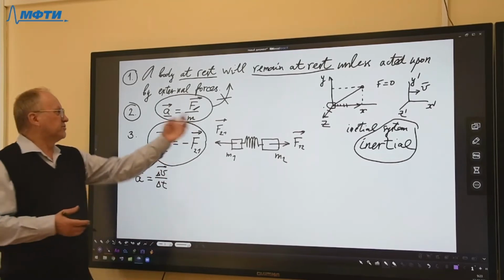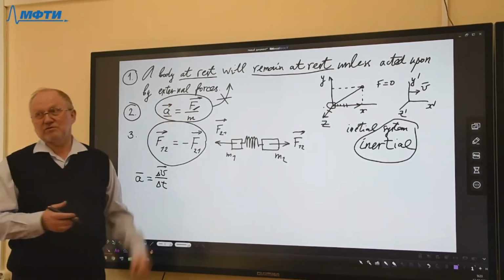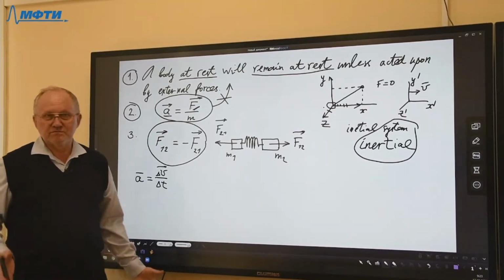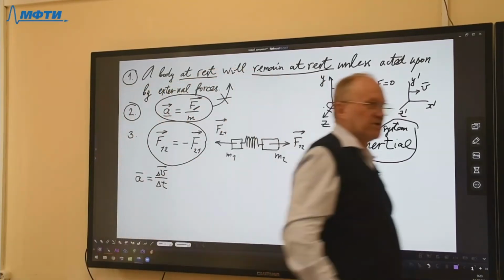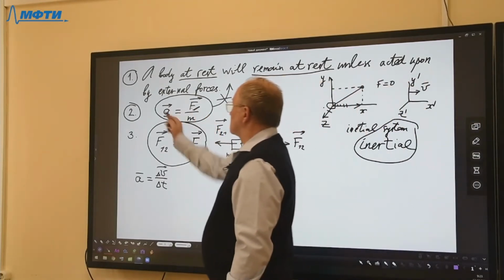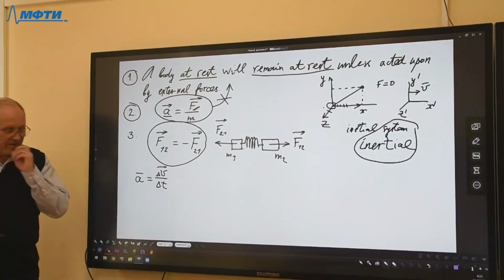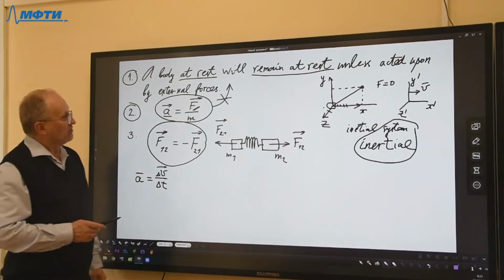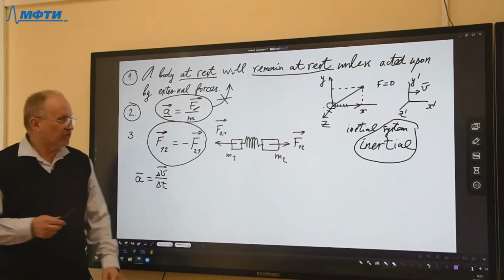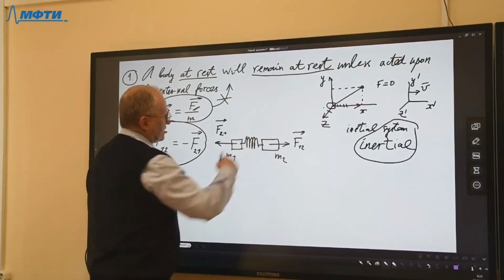How can you use this equation if you don't know what this is? What does this letter stand for? What is it? How can you measure forces? If you don't know how to measure force, you are unable to use this equation. So, forces can be measured in different ways. For example, using a dynamometer, which is based on a spring.